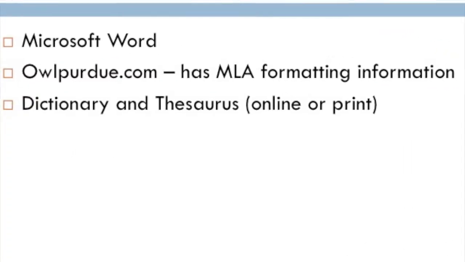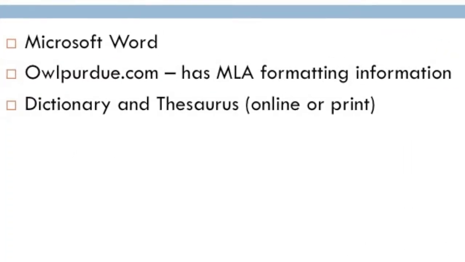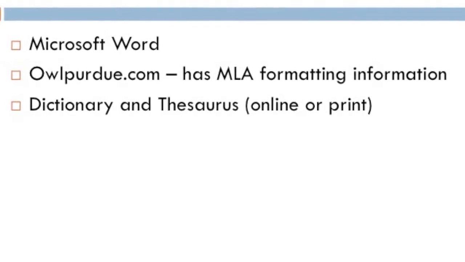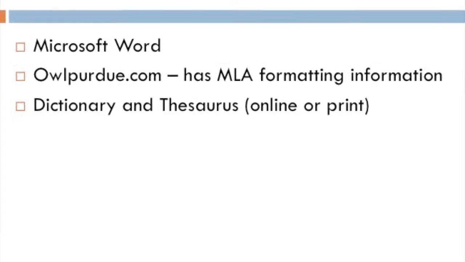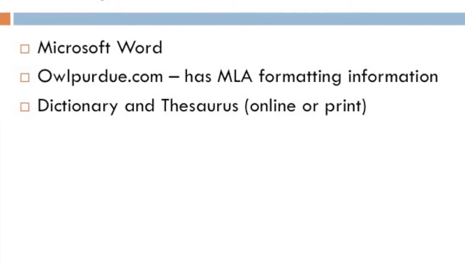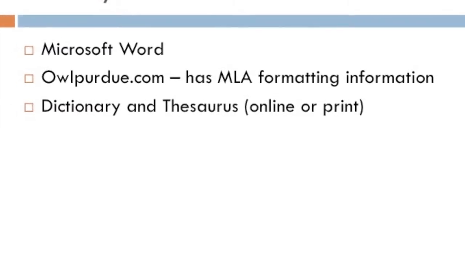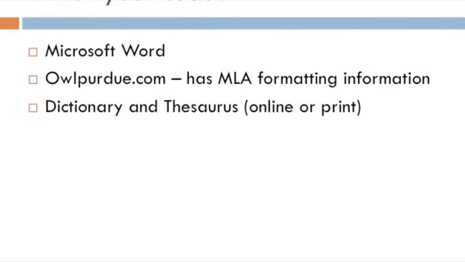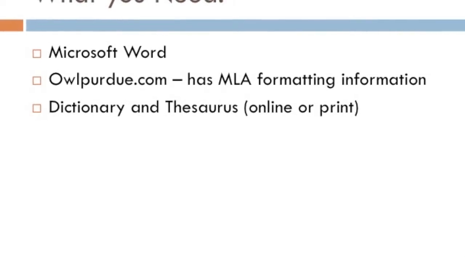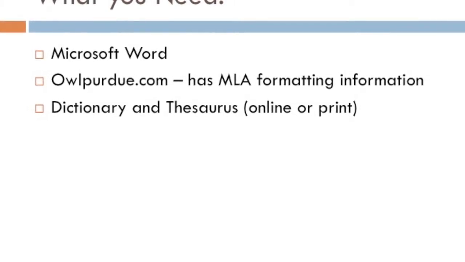3 things you'll need in order to write this research paper are Microsoft Word, access to the internet, and alpurdue.com, which has MLA formatting information as well as writing techniques, and access to a dictionary and thesaurus, which can be online or a print copy.